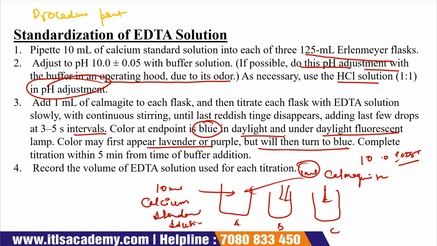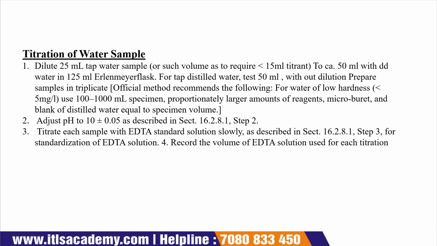Now the complete titration takes 5 minutes from the time of buffer addition. Now we have to record the EDTA solution volume for each titration. First we do the titration for A, then we do a titration for B, then a titration for C. Each time we record the volume of EDTA used for the titration.